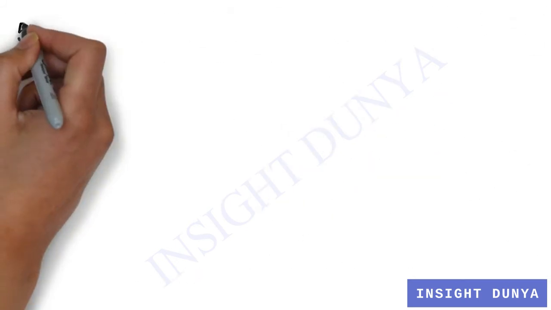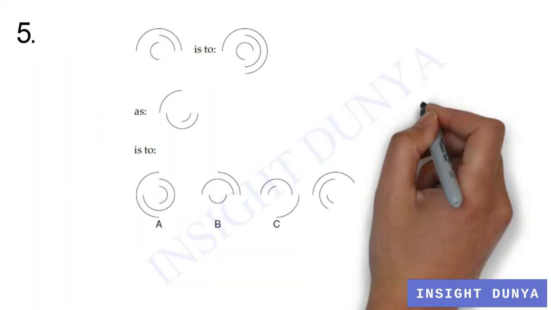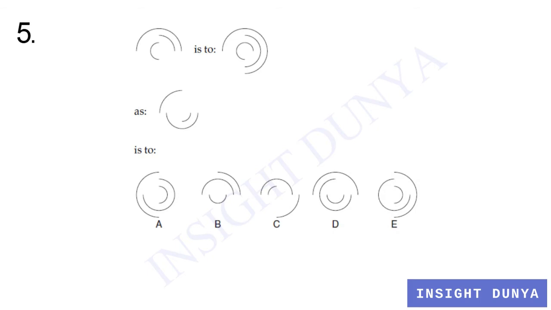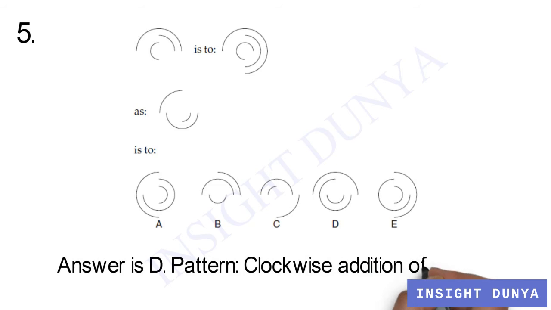Now question number 5. In this question there are 3 layers of arc: inner layer, middle layer and outer layer. Looking at the innermost layer of the top 2 shapes, we find that the innermost arc is increased in clockwise direction. To be precise, a quarter or a fourth part of a circle is increased. The same pattern can be found in the middle and the upper layer. Therefore, following this pattern, our required figure is option D, and the pattern is clockwise addition of arc.